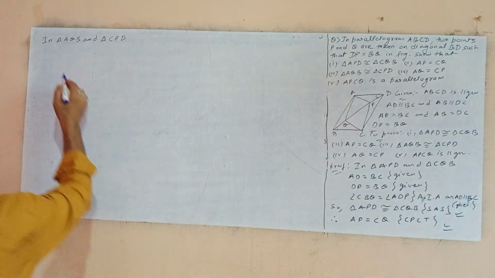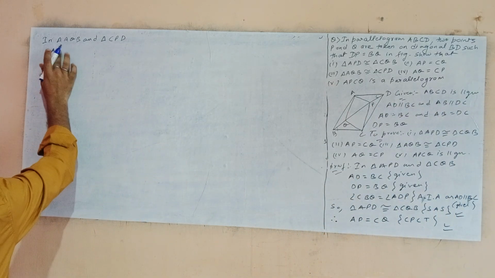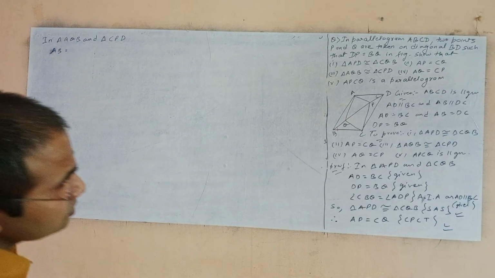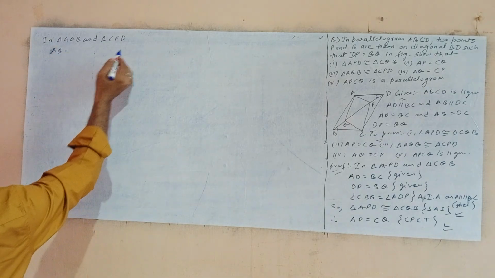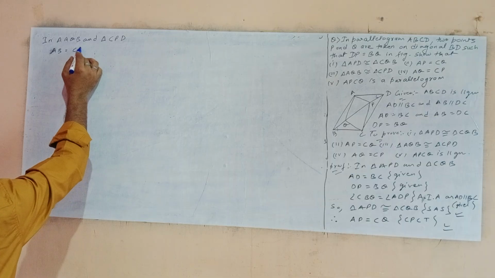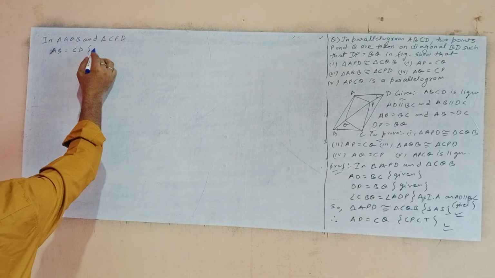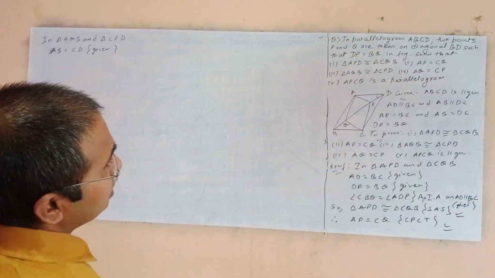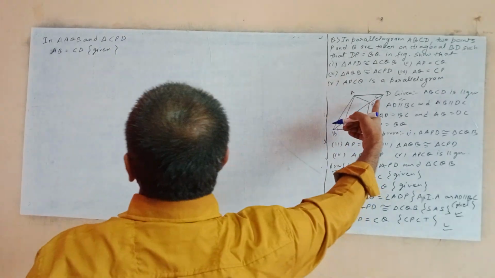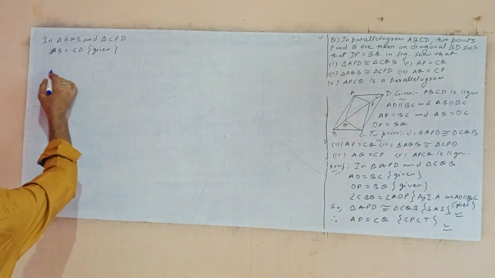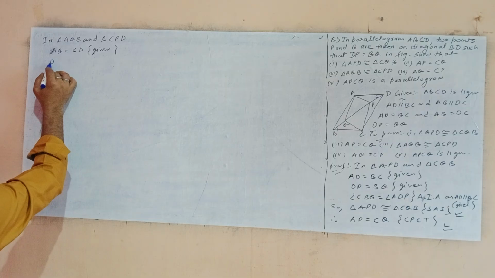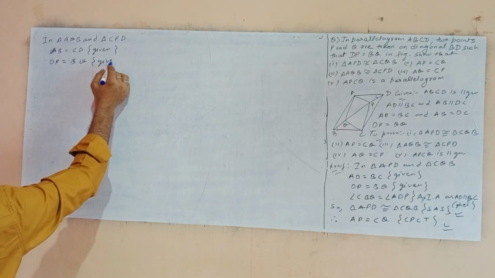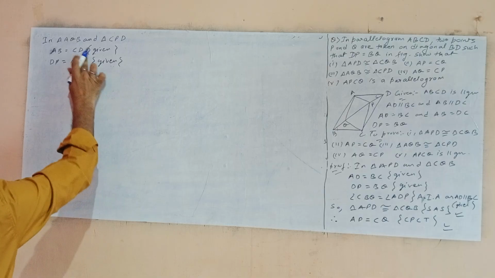So here write down AB is equal to CD. Why? It is given. The second thing is DP is equal to BQ. Again, you will write given.